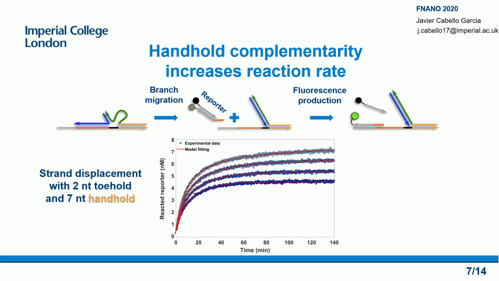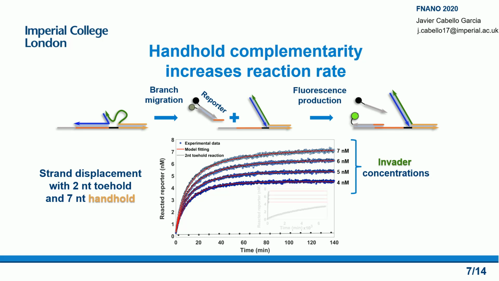This particular case is a reaction with a small 2-nucleotide toehold and a 7-nucleotide handhold, triggered by 4 different concentrations of invader strand. The obtained trajectories were fit to obtain the rates of migration and handhold detachment for each particular handhold and toehold combination. So, does the handhold introduce any difference with a regular 2-nucleotide toehold strand displacement? Well, believe it or not, there is a reaction going on in here. Let me put this in a scale. As you can see, an only toehold-mediated reaction takes way longer to complete.